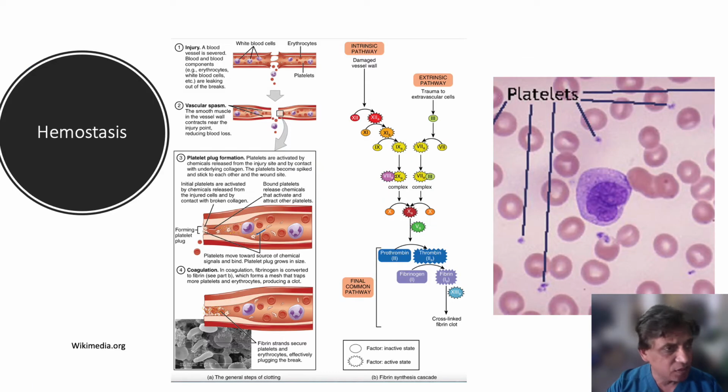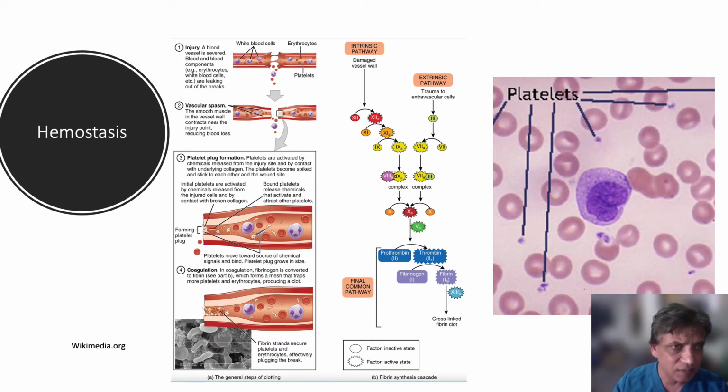Now let's explore the phase of hemostasis. You have an injured blood vessel that is severed and the blood is leaking. The injured blood vessel undergoes spasm, or what we call vasoconstriction, reducing the caliber or the diameter of the blood vessel, leading to reduced blood loss. In addition, the platelets are activated. The local tissues that have been damaged by trauma release factors which activate platelets. The platelets form a plug to plug the injured blood vessel defect.